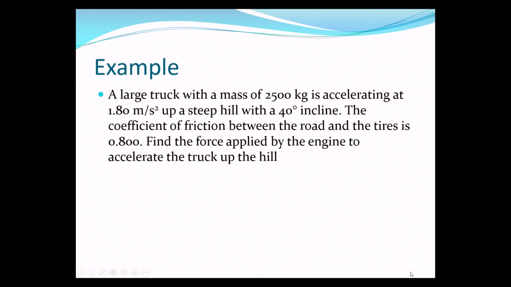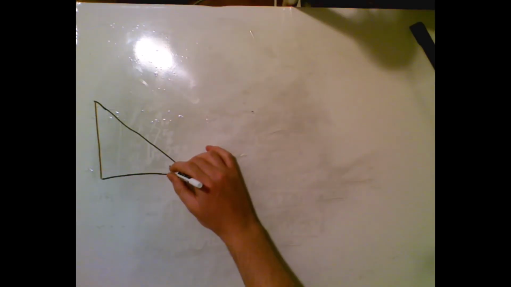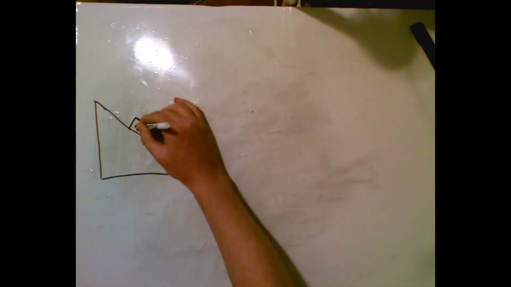So I'm going to switch back to my board view. So with this inclined plane, I'm going to make it nice and big and not in my glare spot so that everything fits on there. So I'll fill in this 40 degrees. And we have our truck with a mass of 2,500 kilograms there. And now we just need to fill in the forces.